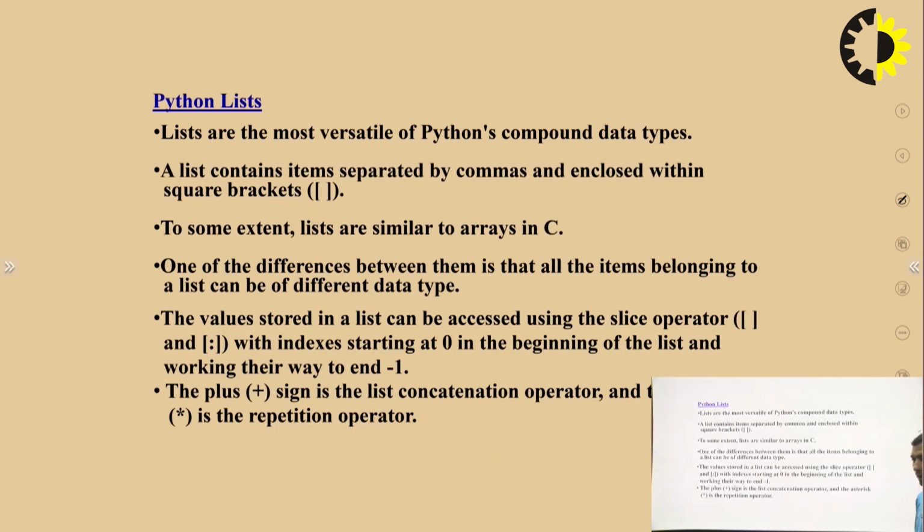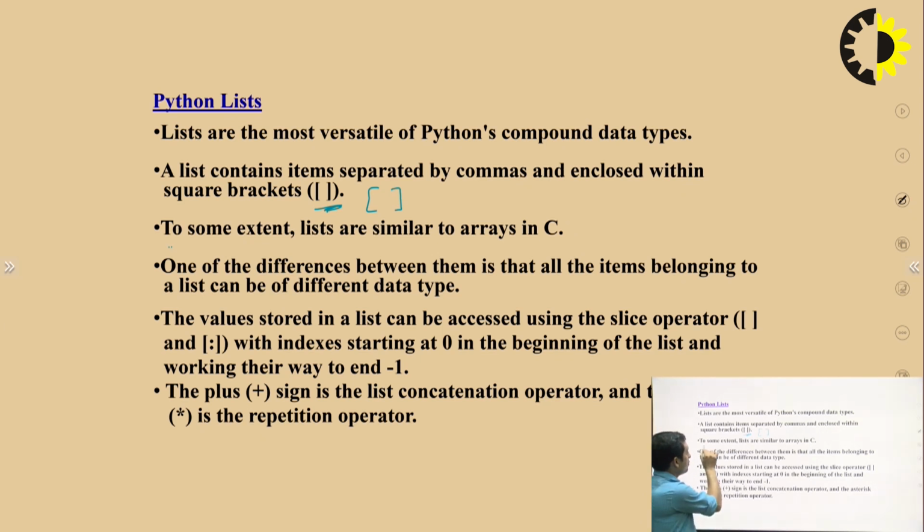Now the next data type is Python list. Lists are the most versatile of Python's compound data types, and a list consists of items separated by commas and enclosed within brackets. First, how to denote a list? By using the bracket sign, we will use the list.